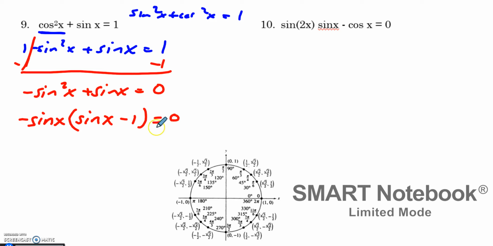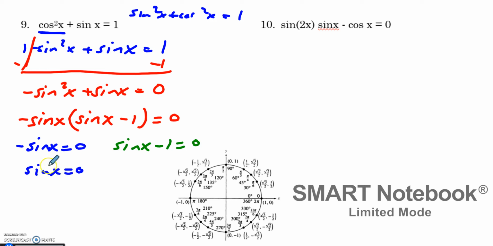Now I can use the zero product property to set both of these pieces equal to 0. So I would have negative sine x equals 0, and I would have sine x minus 1 equals 0. And so I would solve them separately. If I divide by the negative, I would have sine x equals 0.